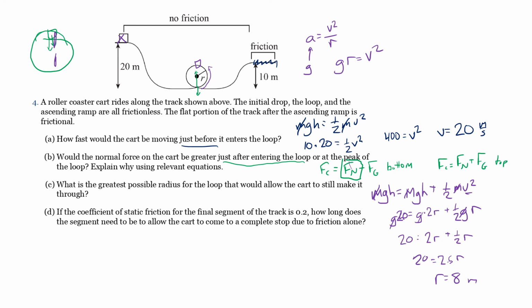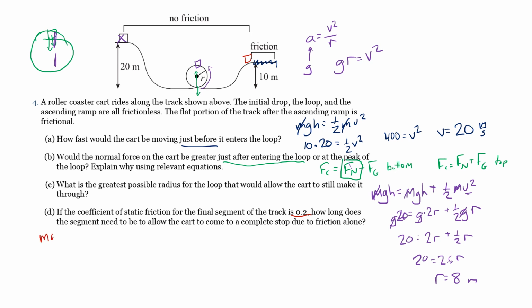Okay, so now for the last one: if the coefficient of static friction is 0.2, how long does the segment need to be to allow the cart to come to a complete stop? All right, well, we have to figure out 2 things. We have to figure out how fast the cart is going at this spot here, and then what the acceleration is, right? So let's do the velocity first.